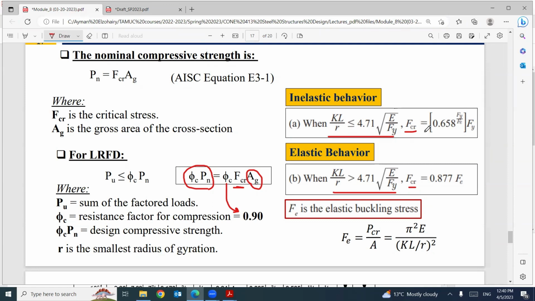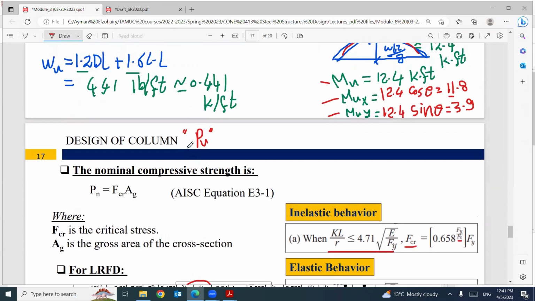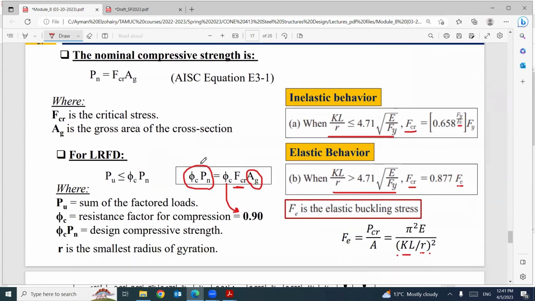Keep in your mind, for this expression or even this expression, we have a term here called FE. FE is called the elastic buckling stress, equal to pi square E divided by KL divided by R, all of them squared. That makes sense? So how to design a steel column under the effect of axial compressive force P ultimate is the same concept as a member under compression, and we covered this before. Do you have any questions so far?